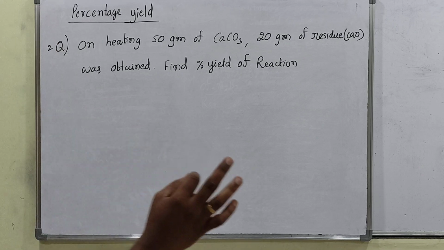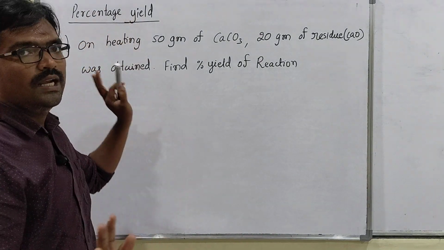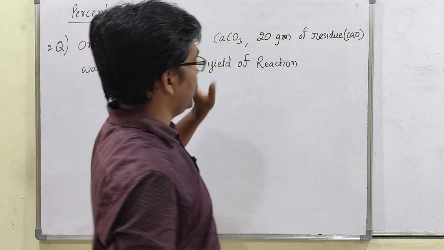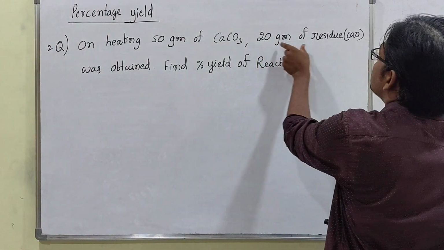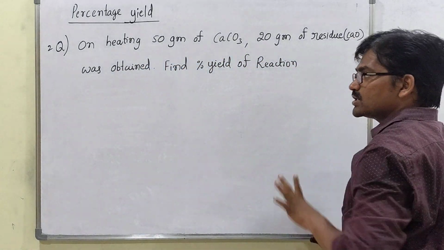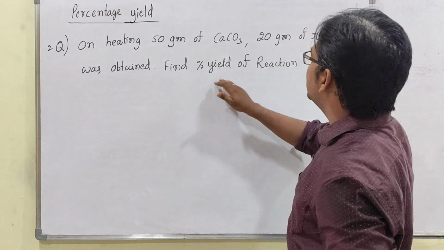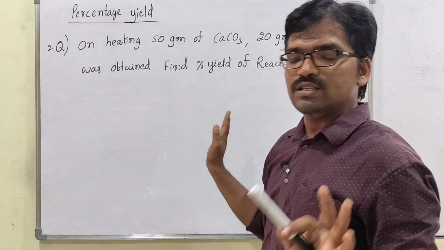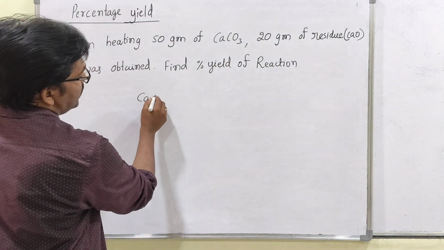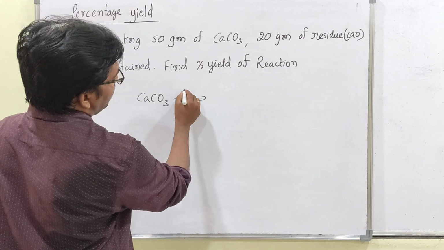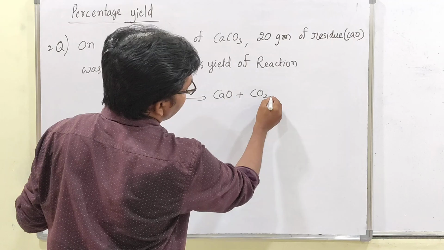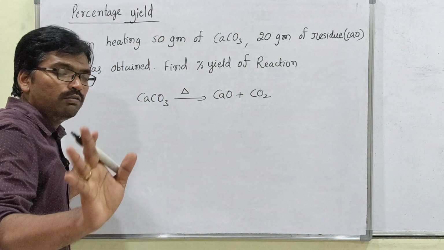Look, my dear students, one more question is there based on the percentage yield. On heating 50 grams of CaCO3, 20 grams of residue was obtained. Residue, nothing but CaO, calcium oxide, is obtained. Find the percentage yield of the reaction. Like that they are asking a question. So look at, my dear students, CaCO3 on heating, what happens? Then it will be converted into CaO plus CO2, right? CaO plus CO2 it will be formed.